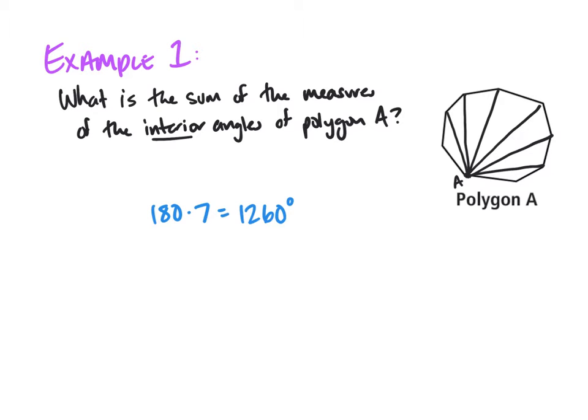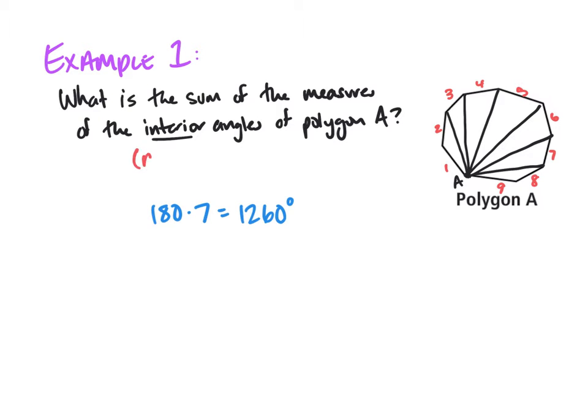Now, of course, the real question might be, do I really need to draw all these triangles, or is there a faster way to figure out that I'm going to be doing 180 times 7? And the answer, of course, is that there is. All I need to do is count how many sides I have on my polygon. In this case, I have 9 sides.